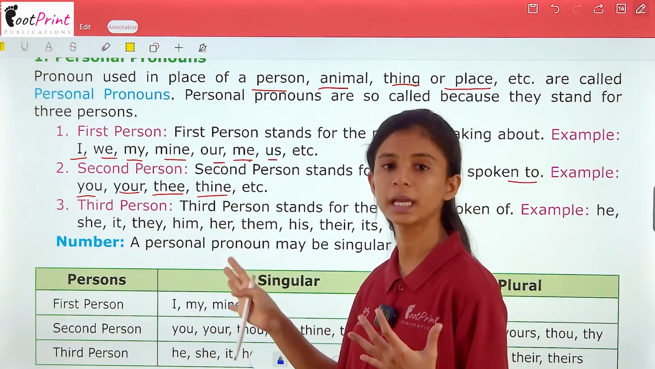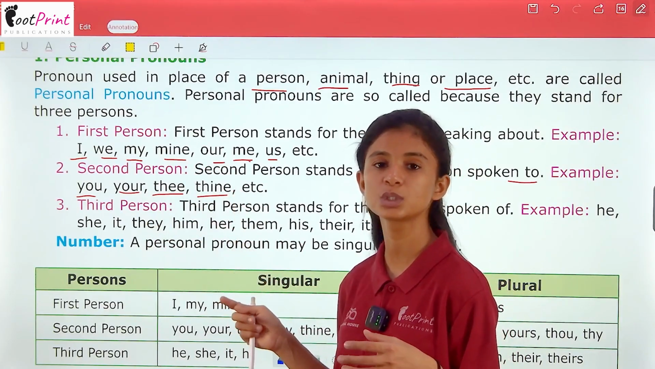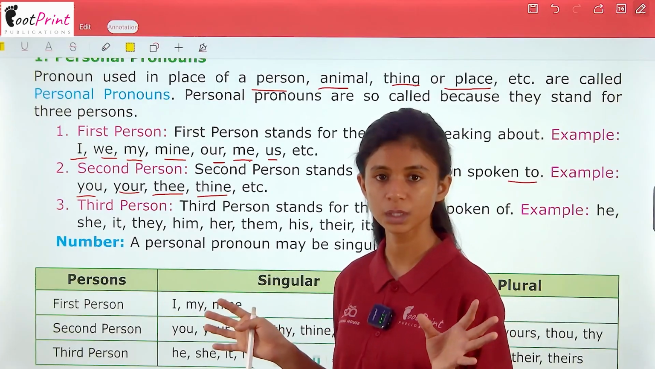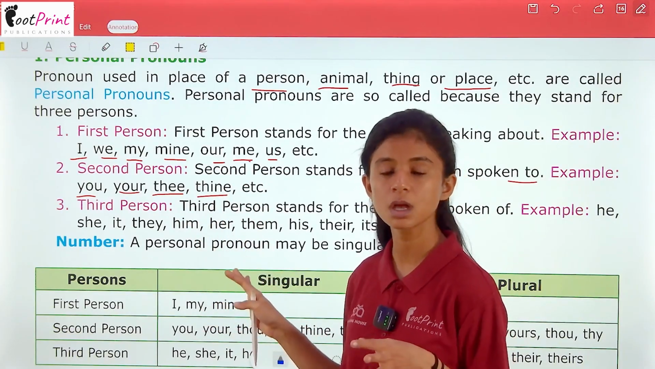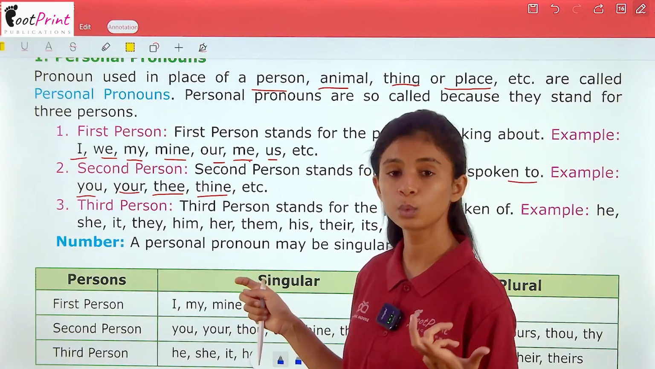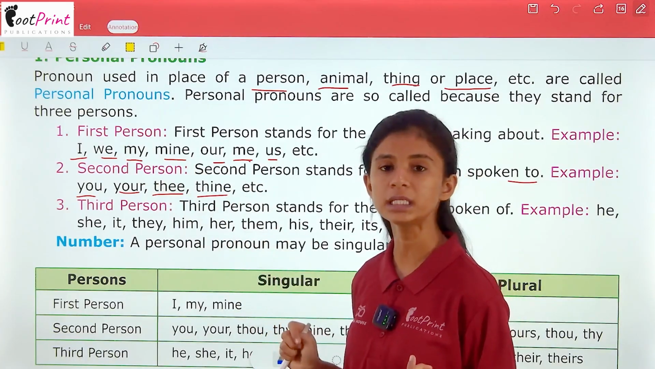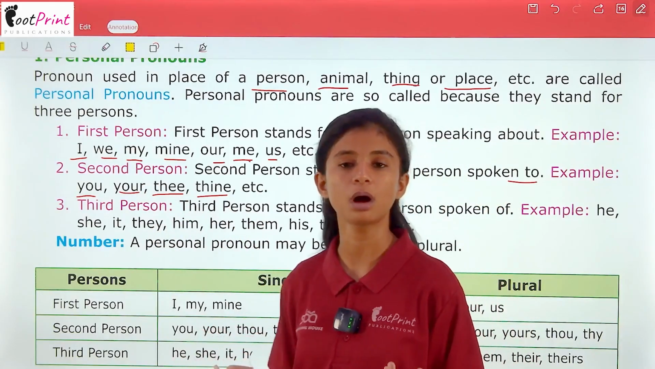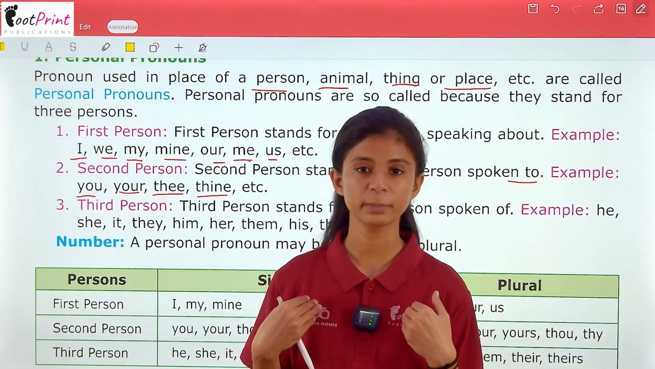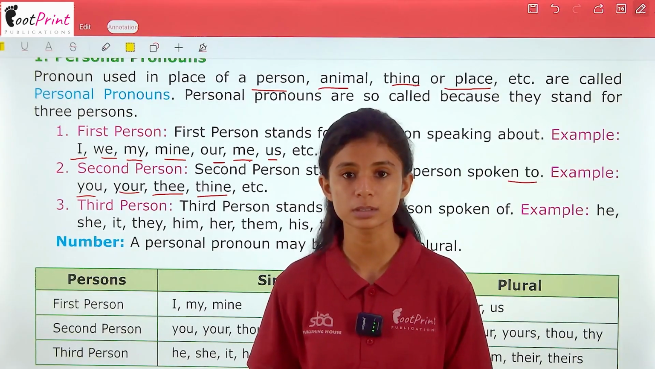Thee and thine are basically words used in Shakespearean English, which we will not get in our chapters, but in some of the poems we can find such words. So basically you and your are the second person. I am the first person, you are the second person.